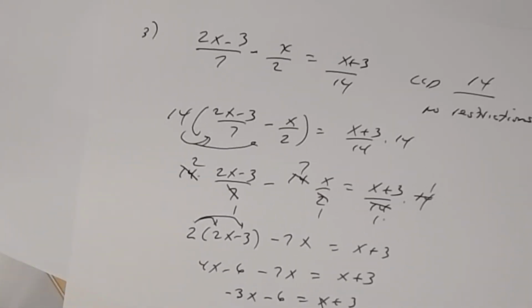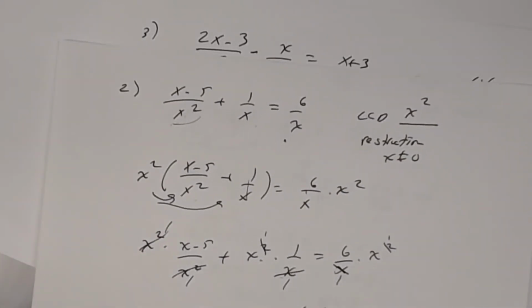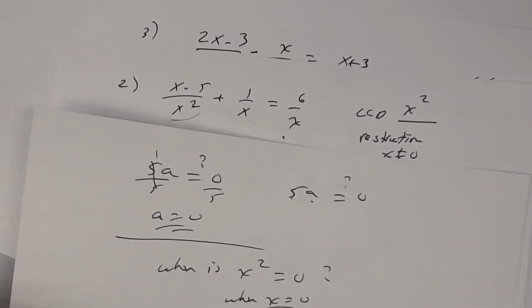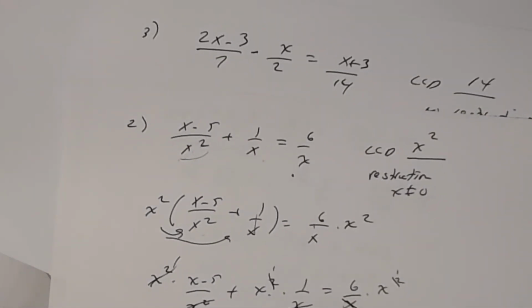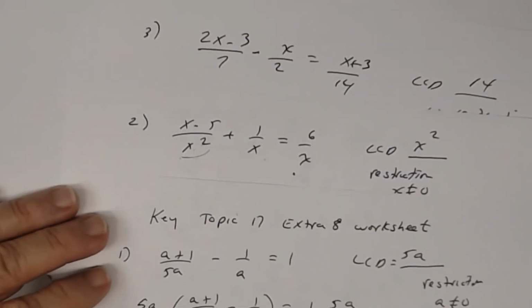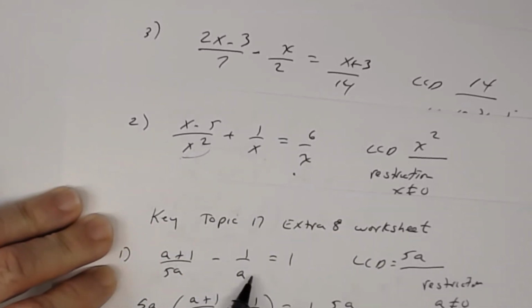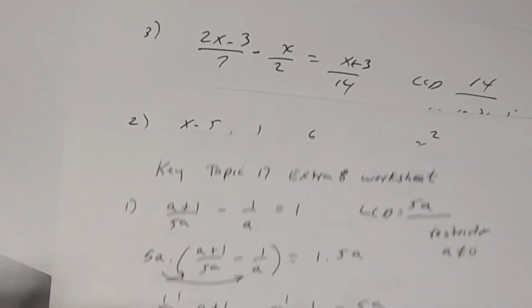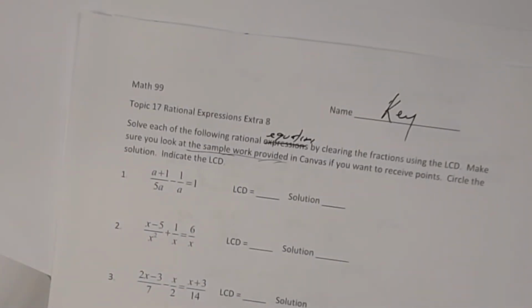Okay? So that is the key to the worksheet, worksheet number 8, extra number 8. Notice though that in each of those cases, the denominators were all monomial factors. Okay? All right, so that is the key to worksheet extra number 8.